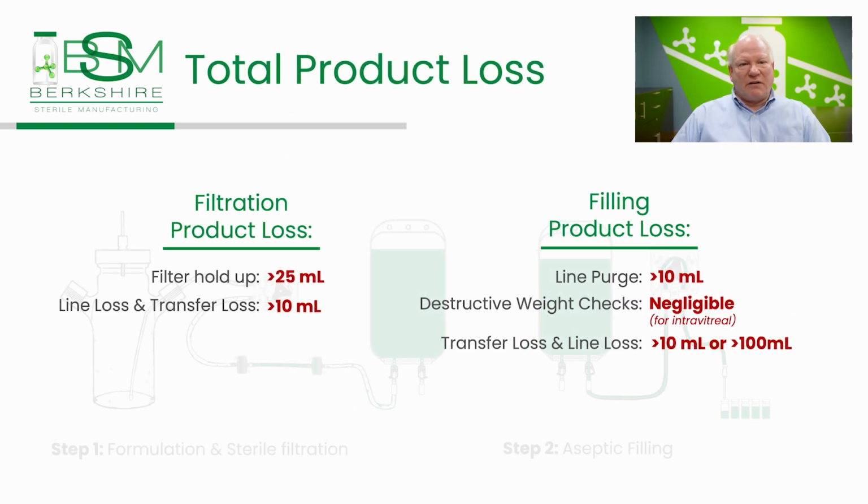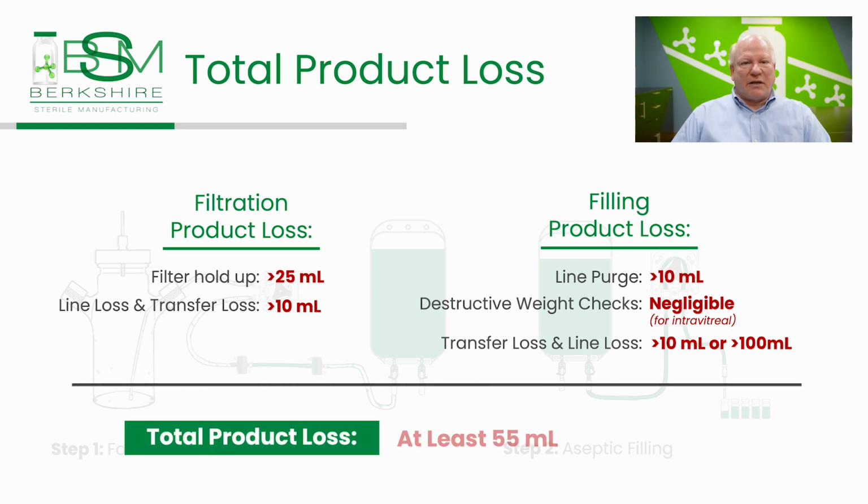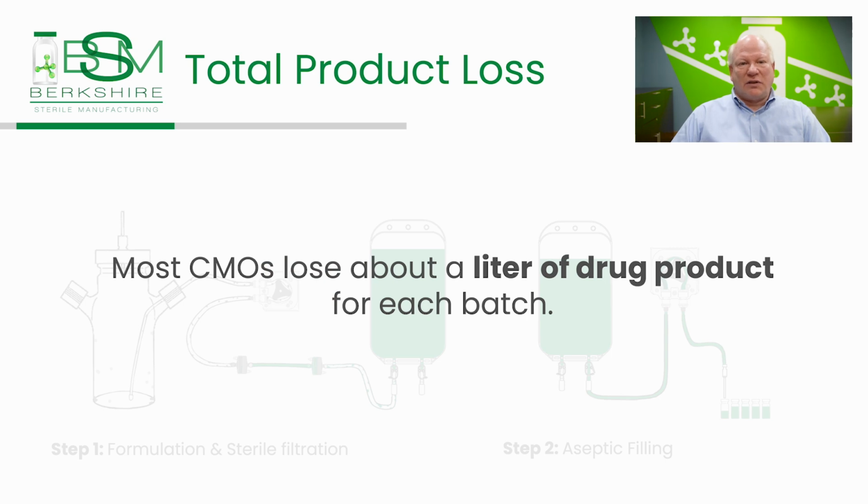So in between filtration and filling, at the very least, you should expect to lose 55 milliliters in the best case scenario. This calculation assumes that we are using the smallest filter sizes, minimal tubing length, and a near total recovery of potential transfer losses. The actual amount of drug product loss will vary based on various factors, including the specific equipment used, product characteristics, the filling line employed, the contract manufacturing organization, and more. However, as a general guideline, most CMOs typically advise preparing for a loss of about a liter of drug product.